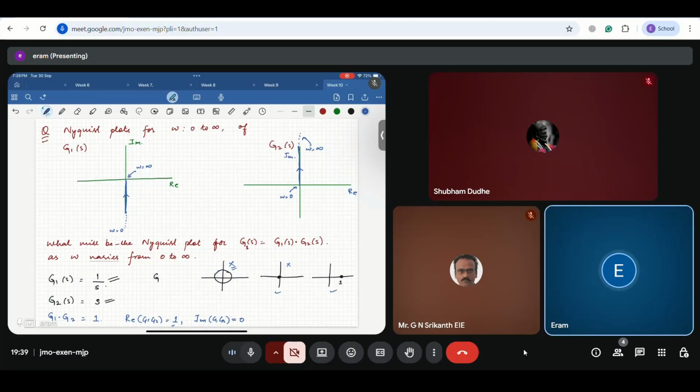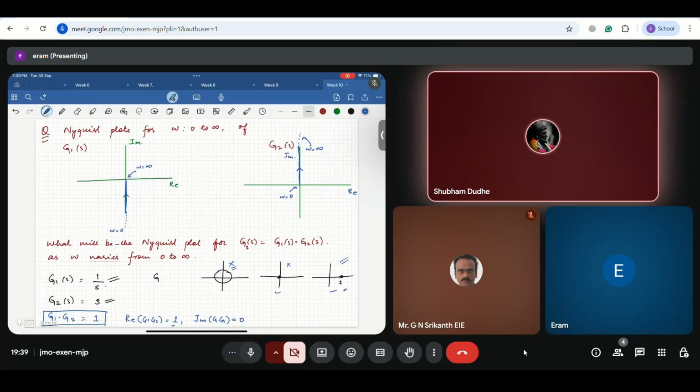So the correct option is this, because we have real part as 1, and this Nyquist plot is just a constant point. There is no variation in it, because its transfer function is constant. There is no frequency components. So it doesn't matter how we vary the frequency, the Nyquist plot remains the same. It is a constant.